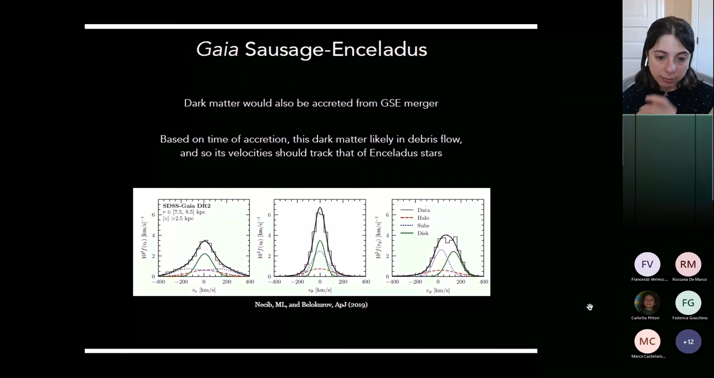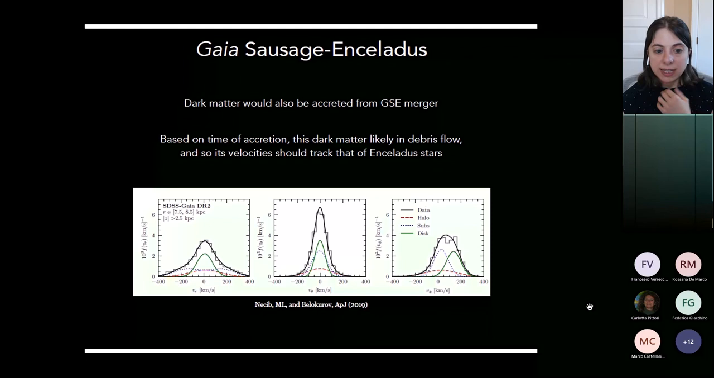And so these are plots of the radial, phi, and theta velocities in spherical galactocentric coordinates, where the Enceladus stars are shown in dotted blue. And so we believe, based off of what we've been learning from simulation, that the dark matter from this Gaia Sausage Enceladus would probably be following a similar kind of velocity pattern. Next slide.